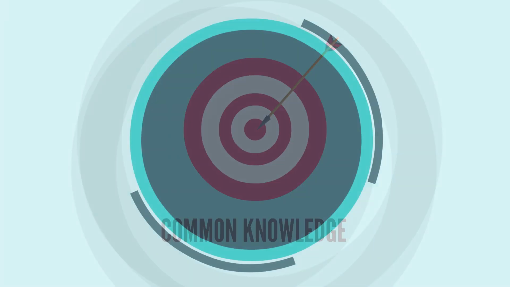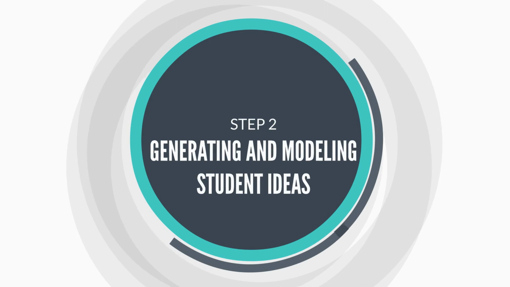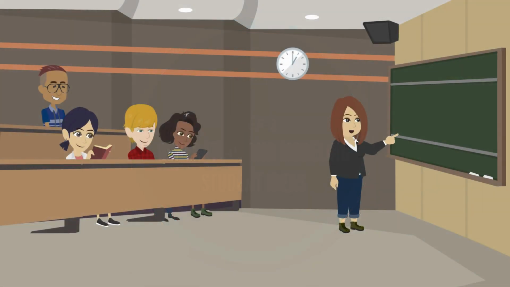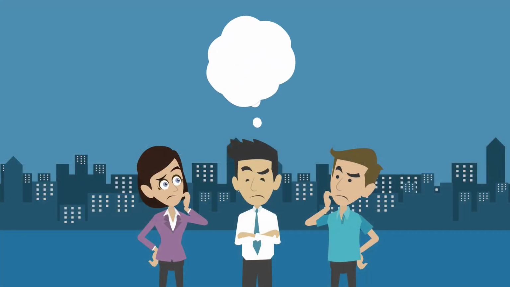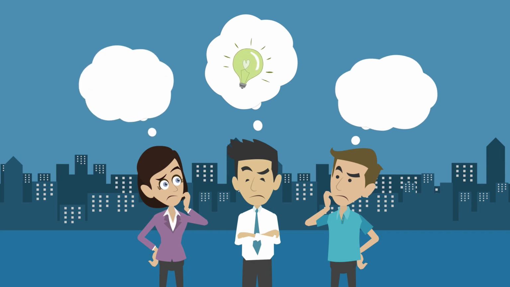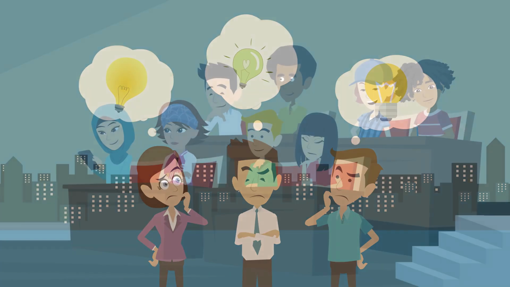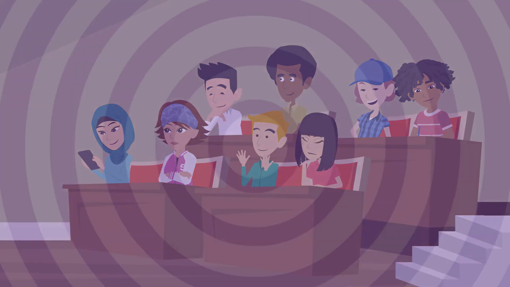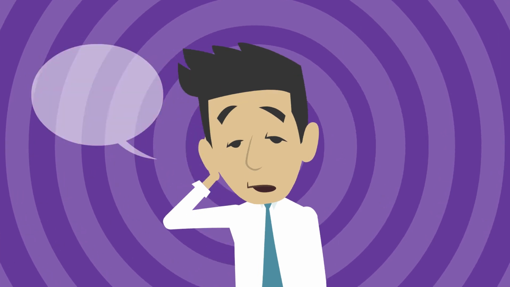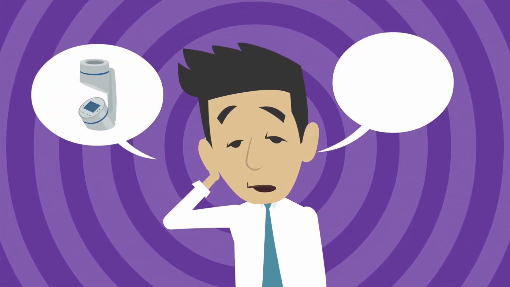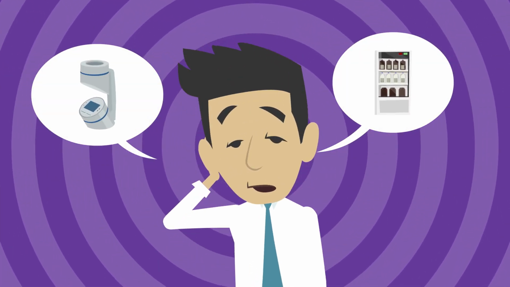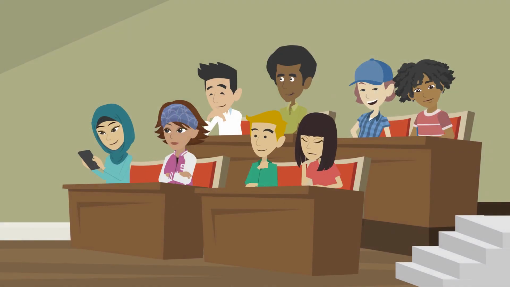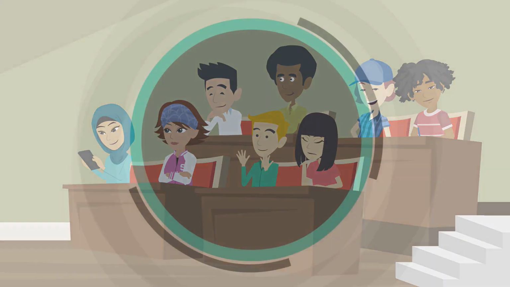Step 2: Generating and modeling student ideas. In this step, the teacher asks students to first share ideas about different ways they can use the material. After hearing a few ideas, the teacher will then ask some students to model their idea. While the student models, the rest of the class observes and learns. During this step, it is also a good idea to ask students to generate ideas about how to care for the materials. Just like before, have a student model while the other students observe.